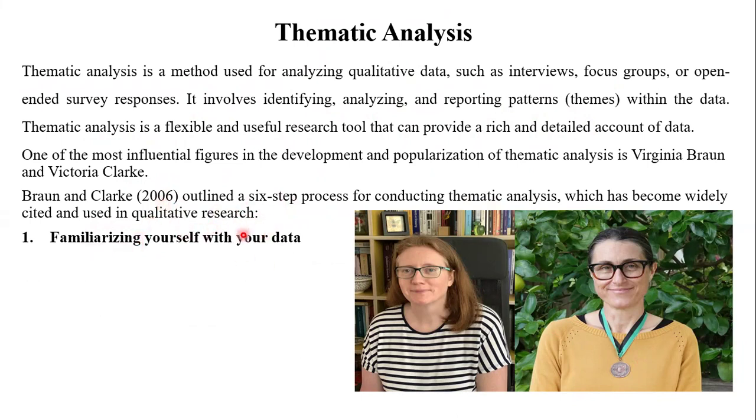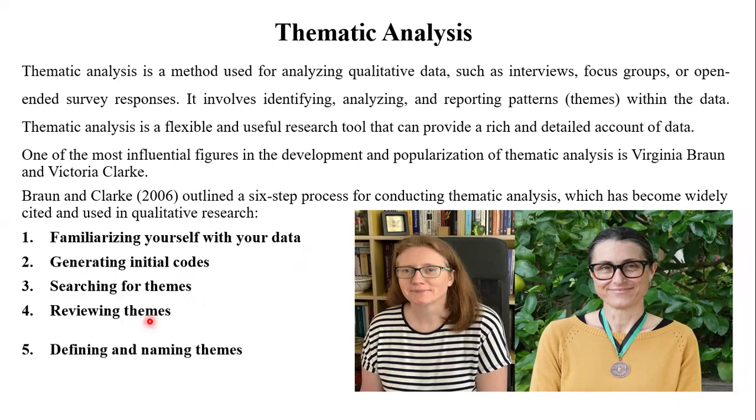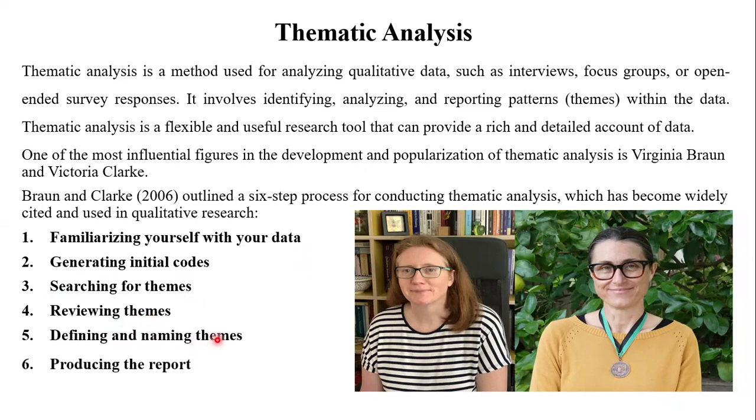So what are these steps? Number one is familiarize yourself with your data. Number two is generating initial codes. Number three is searching for themes. Number four is reviewing themes. Number five is defining and naming themes. And number six is producing the report. These are the six steps outlined by Virginia Braun and Victoria Clarke in 2006, and it is the reference mainly cited by a lot of research using thematic analysis.